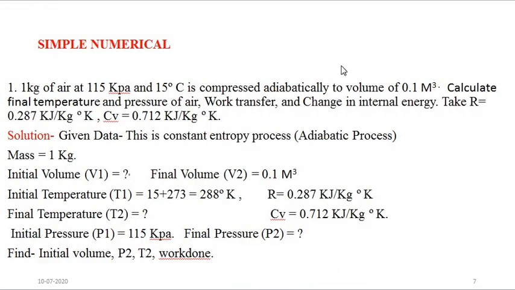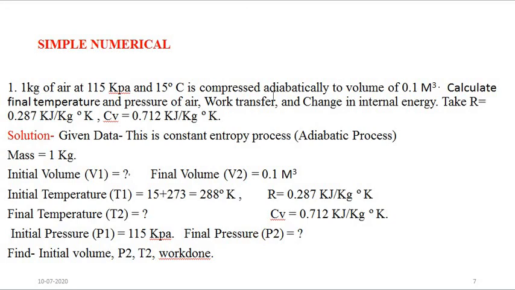So we'll solve the simple numerical on this process. I will read the numerical first. Numerical number 1. 1 kg of air at 115 kilopascal and 15 degrees Celsius is compressed adiabatically. It may be given in the problem as adiabatically or isentropically or compressed by a constant entropy process, so that you have to recognize which type of process this is. The adiabatic process is similar to the isentropic process, or it is also called a constant entropy process.